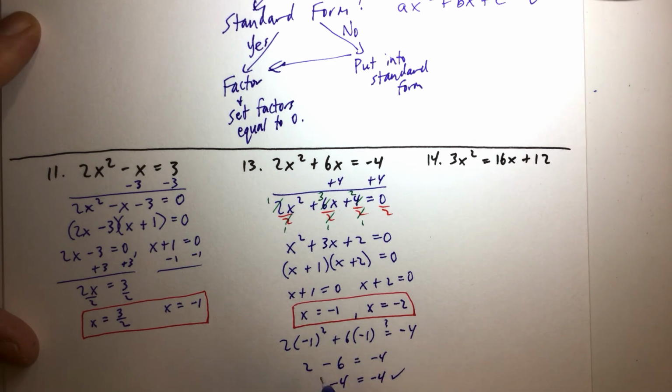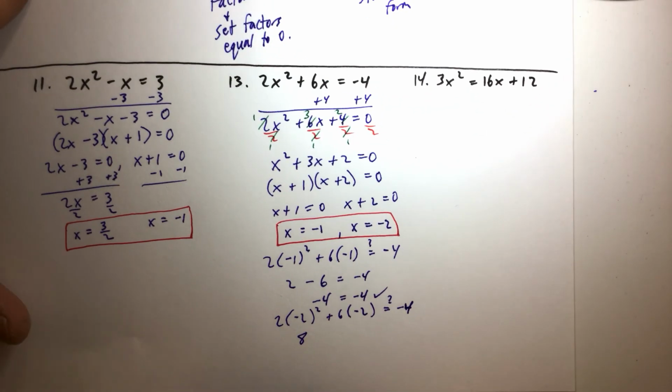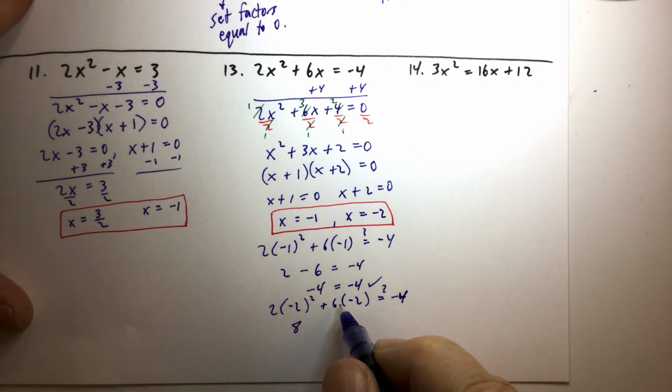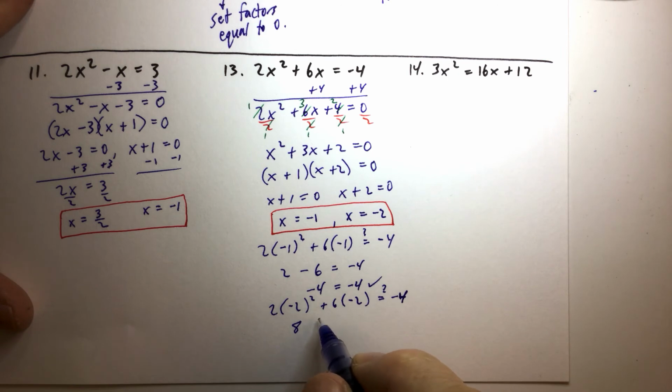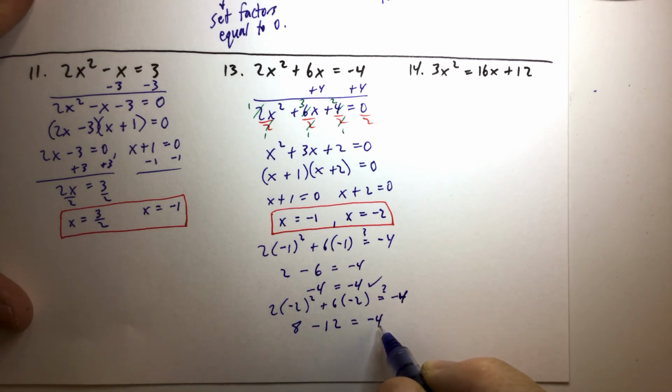If we did the same thing with negative 2, we would replace x with negative 2 and ask ourselves, is that equation true? 2 times negative 2 squared. Negative 2 squared is 4, and 2 times 4 is 8. Then plus 6 times negative 2, which is negative 12. Plus a negative 12 is the same as minus 12. And so that is true as well.